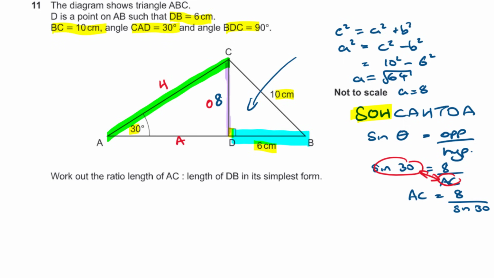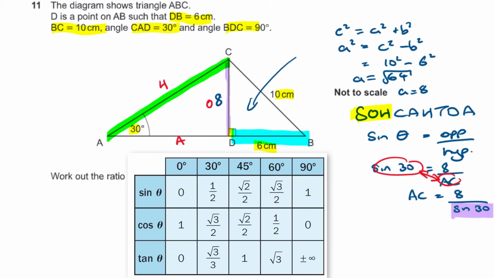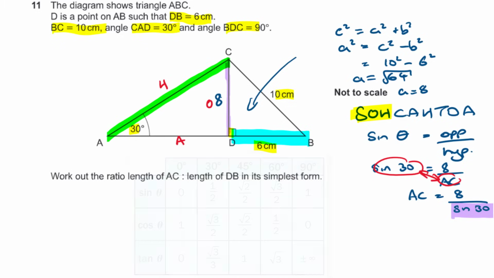Okay. Now, don't have a calculator here, but luckily I do know what sine 30 is. It's one of our exact values that we need to know. Sine 30 is a half, isn't it? Okay, so 8 divided by a half, that's the same as 8 multiplied by 2 then, isn't it? Flipping the fraction over and multiplying instead, it's going to give me 16. So AC then is going to be 16.